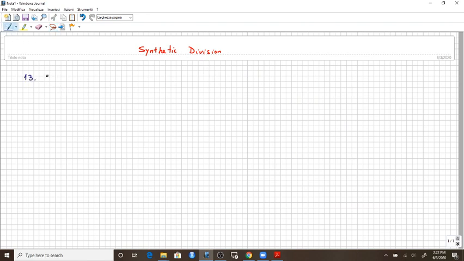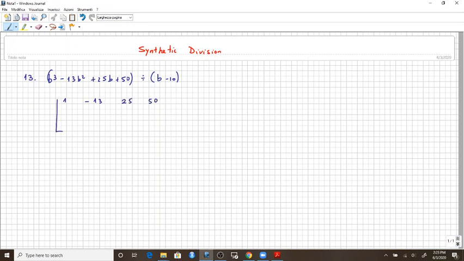Alright, so we have b cubed minus 13b squared plus 25b plus 50. And we are dividing this by b minus 10. Alright, so what we have? 1, negative 13, 25 and 50.